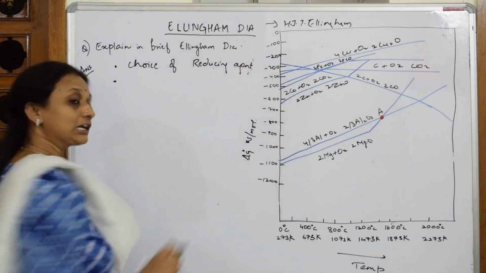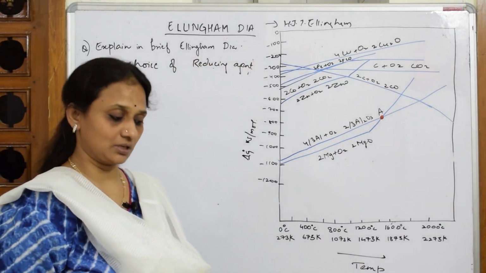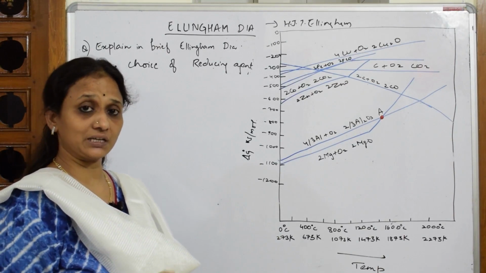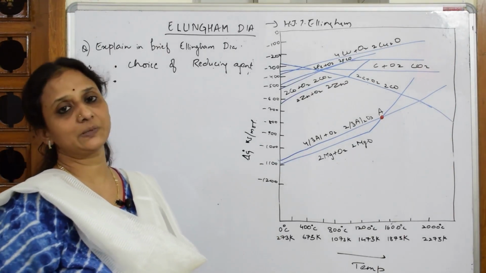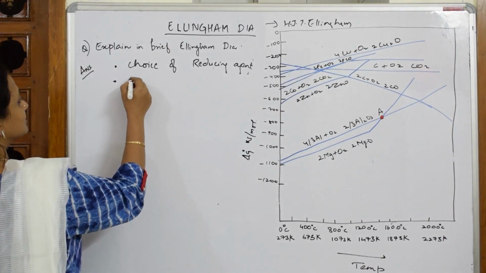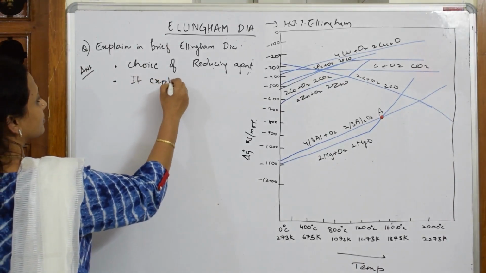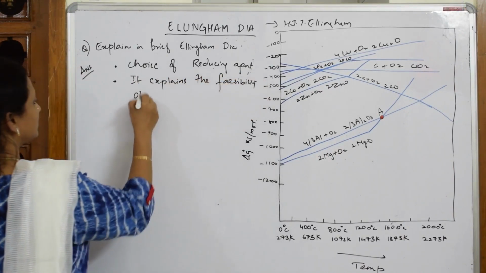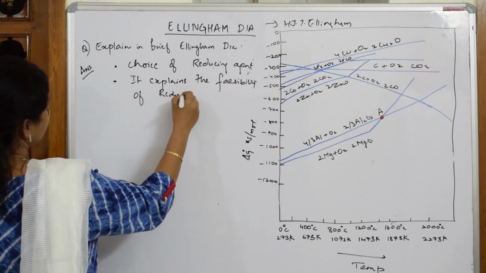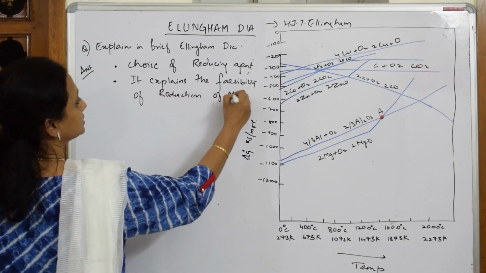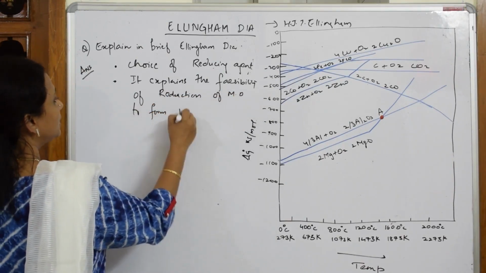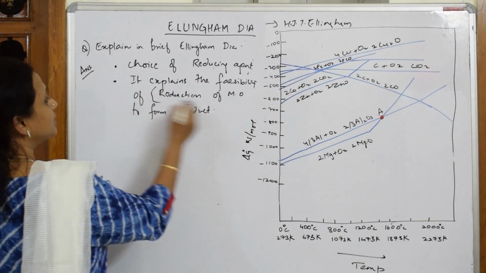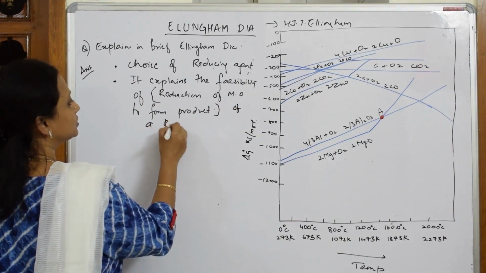Next important thing, it will also tell us whether the reaction is feasible or not. Will the reaction proceed in the forward direction, or is the product formation not feasible? Will it stop at a particular point? That feasibility is explained by the Ellingham diagram. So it explains the feasibility of reduction of metal oxide to form product. Or if you want to make it simpler, it explains the feasibility of a reaction. This is also okay, fine.